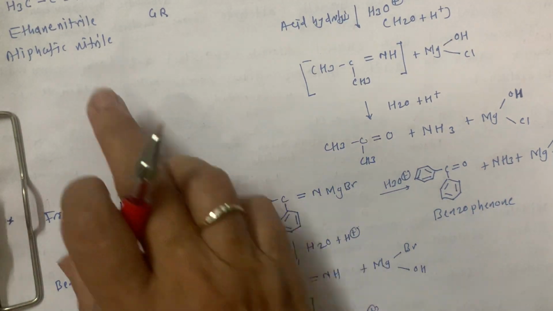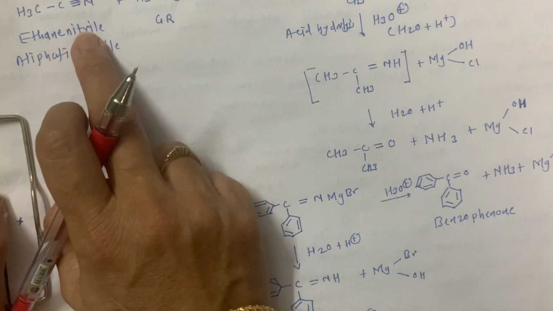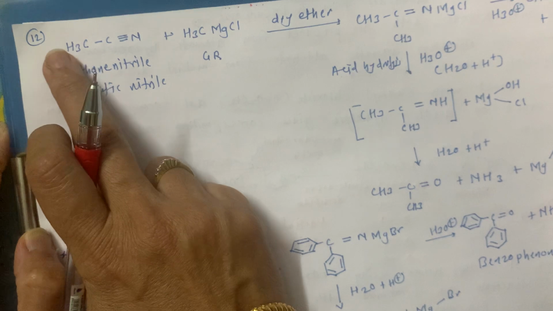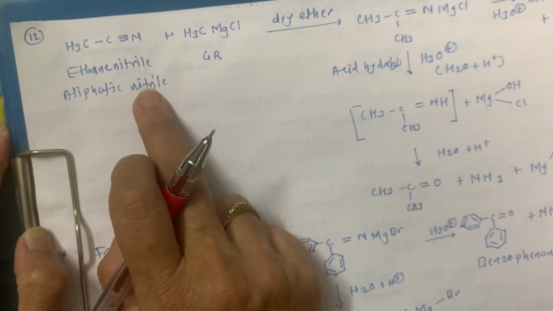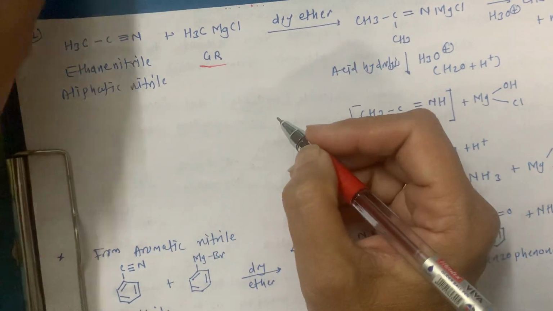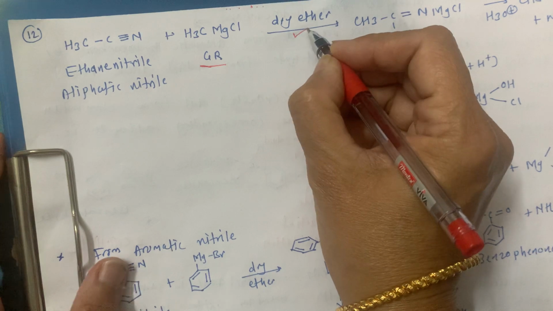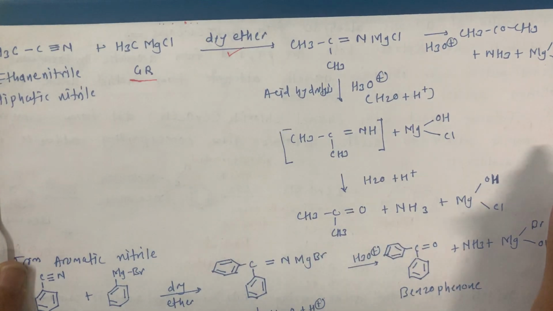Now see here, this is our nitrile. Here it is H3C C triple bond N, an aliphatic nitrile, ethane nitrile. This is treated with Grignard reagent, this Grignard reagent in dry ether. So I am writing here dry ether as a solvent. So what is the product now?